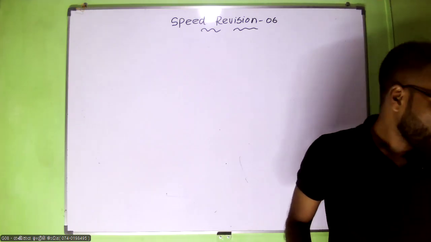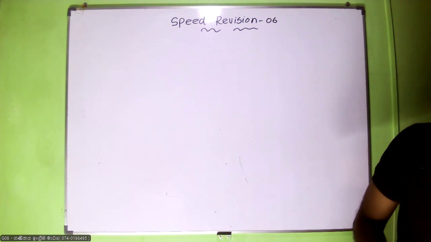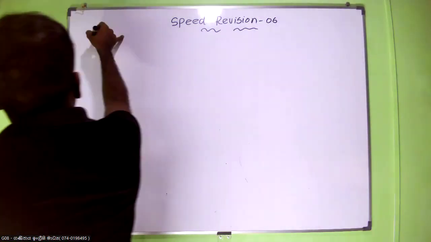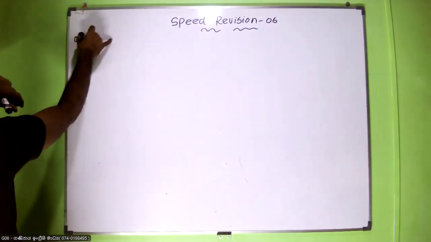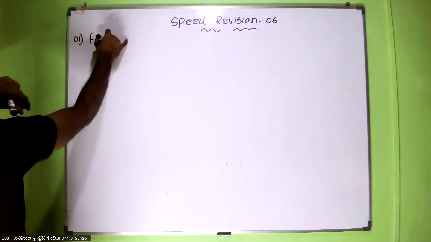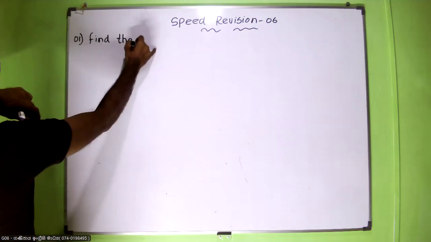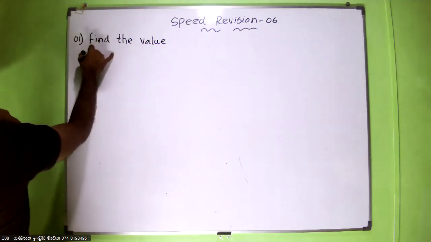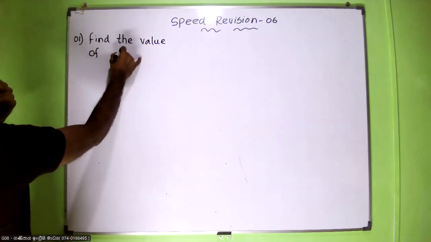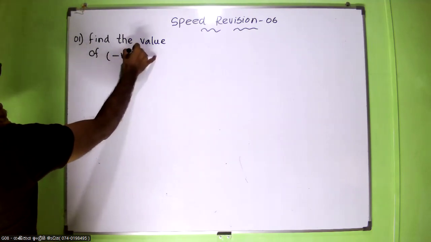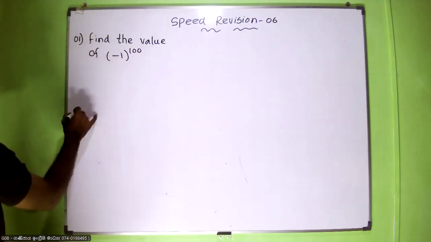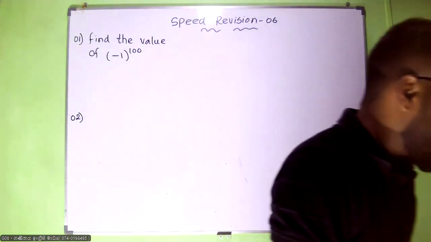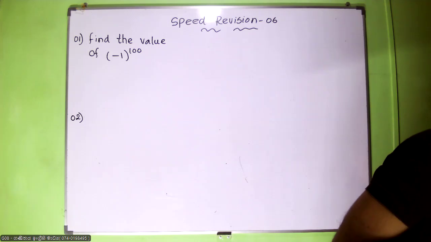Okay, guys. First one, right? Speed revision 6. Find the value of minus 1 to the power 100. I have done this kind of question earlier, right? These kind of questions can be in your paper, right?